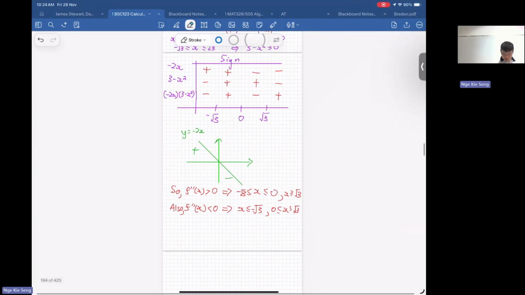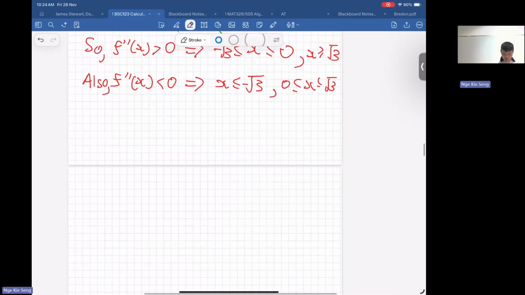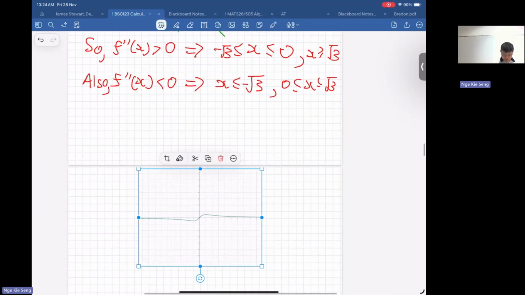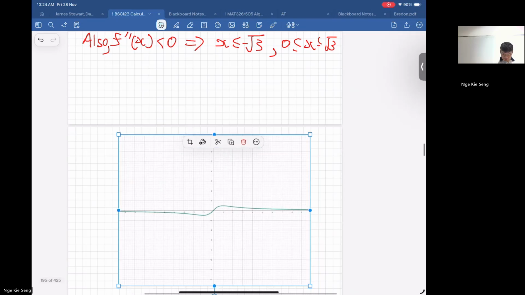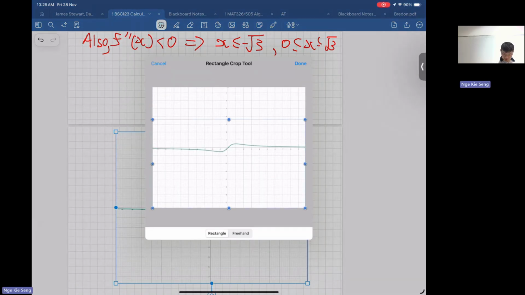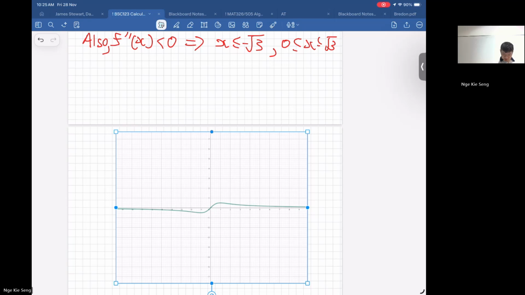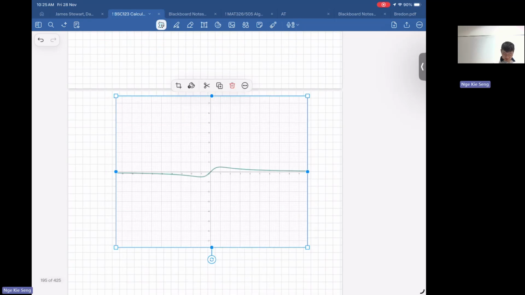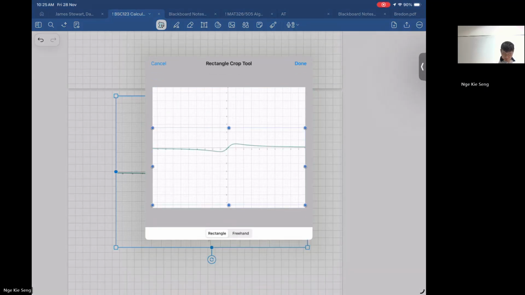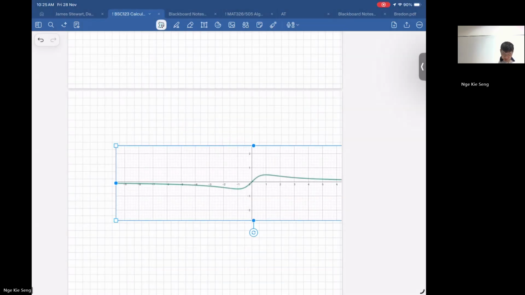Paste here. Okay, so let's look at our result. Let's verify this on top of this graph here. Let's crop it a bit. Okay, crop it.